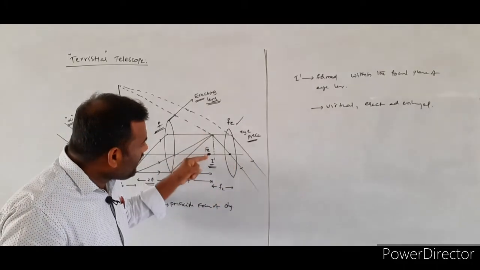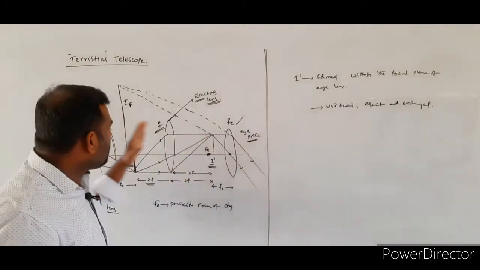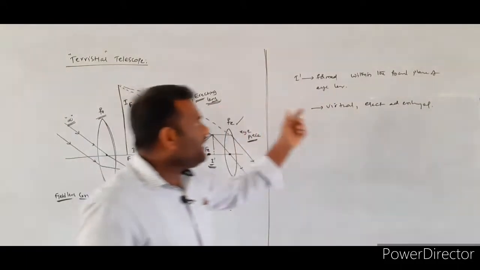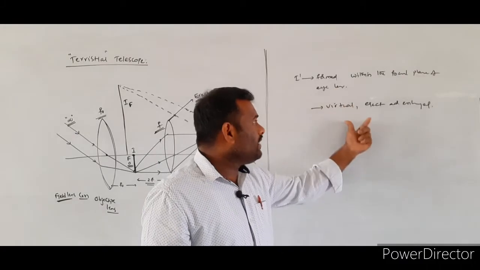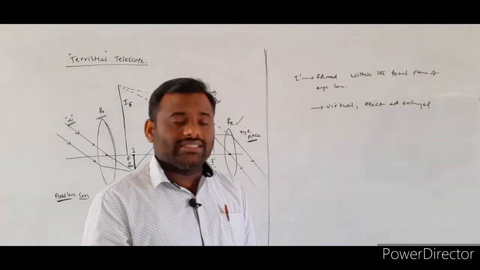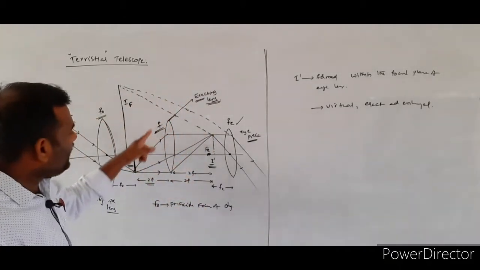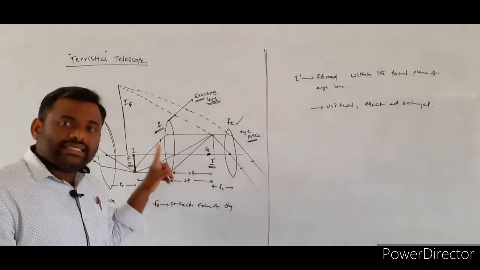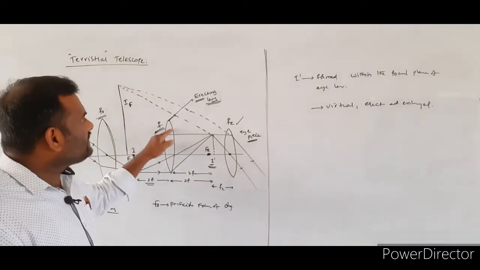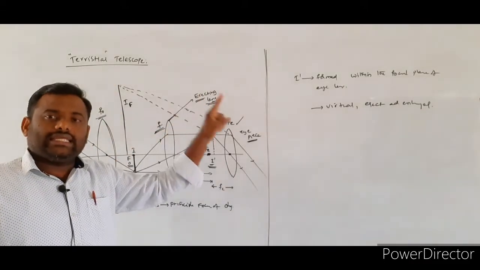Since the object will be above the principal axis, the image is also placed where? Above the principal axis. That's why we are saying that the nature of the image will be virtual, erect and enlarged. Because of placing this lens, the final image will be the erect image. That's why this lens is called an erecting lens.